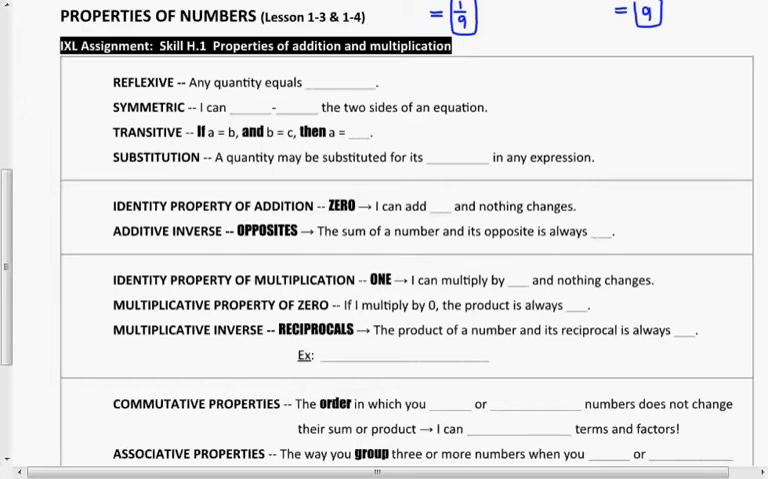Okay, properties of numbers. This is a combination of lessons 1.3 and 1.4 from the textbook, but we're going to start with IXL skill H1, and these are properties that you'll see in H1. The first four, I don't think you're going to see these, but we'll just talk about them.